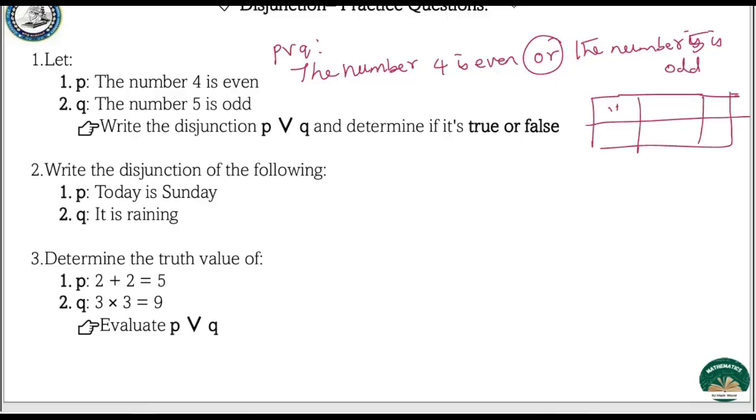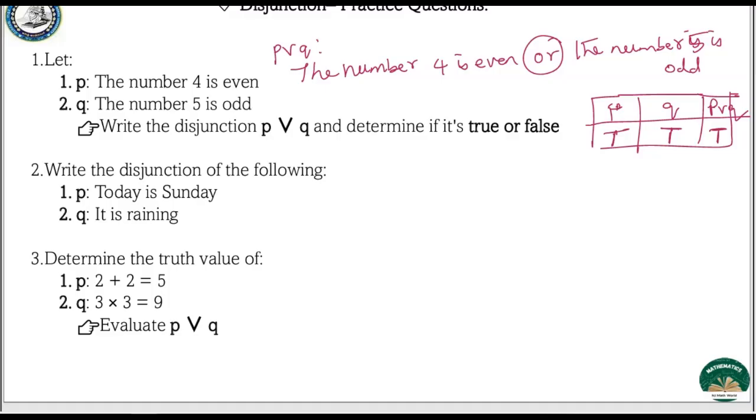So P, Q, P or Q. What is P? The number 4 is even. Yes, it is true. Then 5 is odd. It is also T. So the answer is also T. Only when it is F and F, it is F. Otherwise, it is T. Okay.